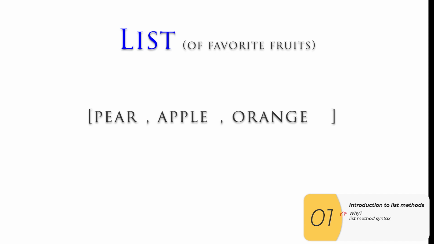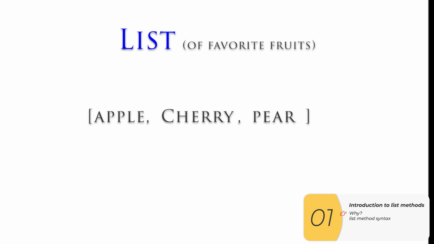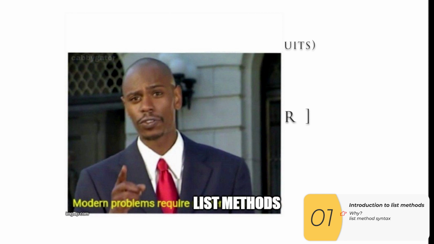So here's a scenario that might come up in your Python programming. I have a list of my favorite fruits, and maybe I want to add a fruit. Maybe a cherry is now one of my favorite fruits. And then I decide, well, maybe orange is not one of my favorite fruits. And maybe for some reason, I want to alphabetize my list of favorite fruits. Well, all of these things can be done with something called list methods.